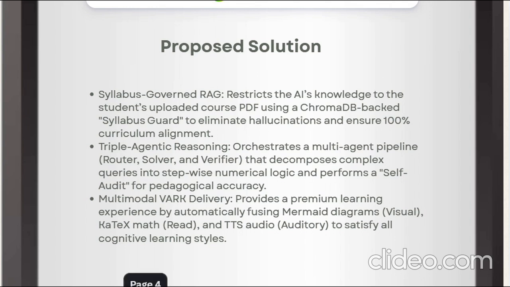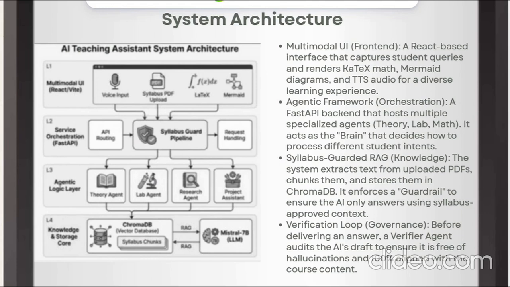Now, talking about the system architecture. The system is divided into multiple layers. First, the multimodal UI, which is a React based frontend that captures user input and displays output. Next, the agentic framework built using FastAPI, which acts as the brain and routes queries to specialized agents like theory, lab, or math. Then the syllabus guard RAG layer, where uploaded PDFs are processed, chunked, and stored in ChromaDB for accurate retrieval. Finally, we have the verification loop, where the verifier agent audits the response to ensure it is accurate and syllabus aligned before delivering it to the user.